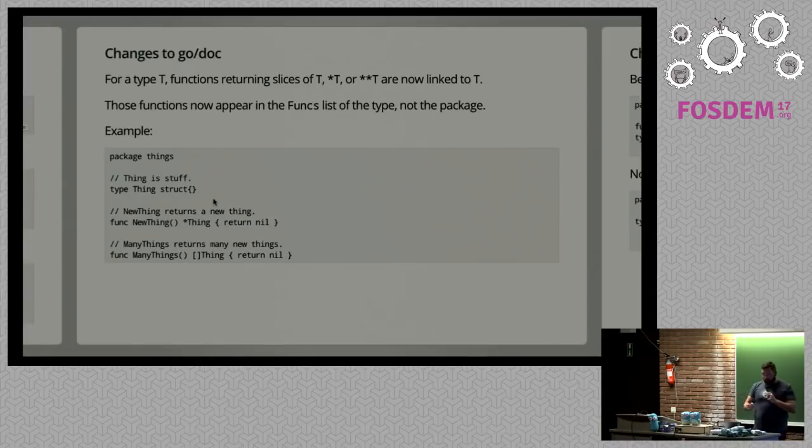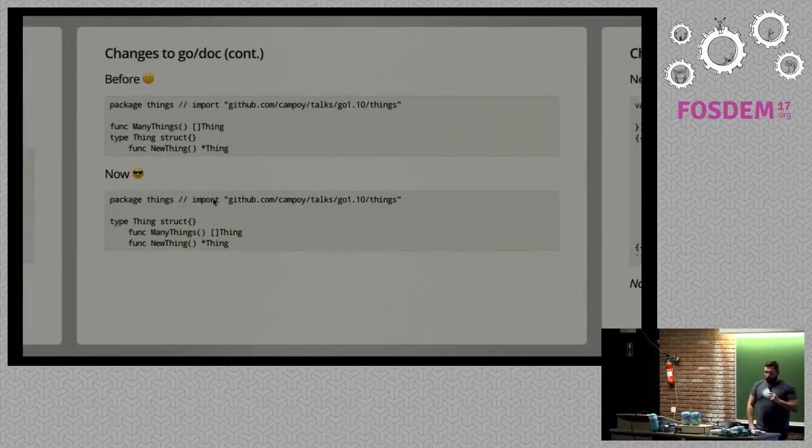So in the documentation in GoDoc, you will see it slightly differently, which I think makes more sense. But also, if you're using the GoDoc package, you will see that those functions, rather than appearing at the package level, will appear at the type level. So depending on that, that might break. But again, I think it's a change that totally makes sense. So before you would see func many things, which is completely related to the type thing. Now you will see the type thing has two constructors. One is many things, and one is new thing. So it makes a little bit more sense.